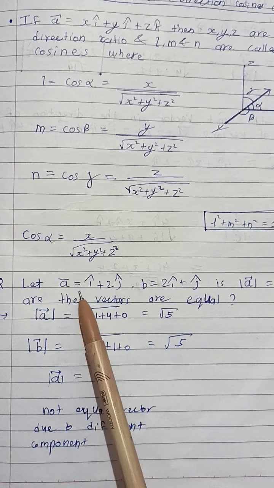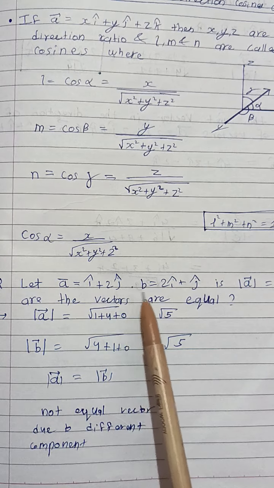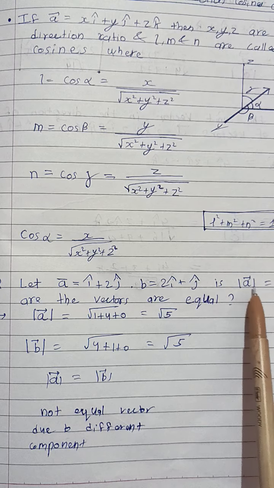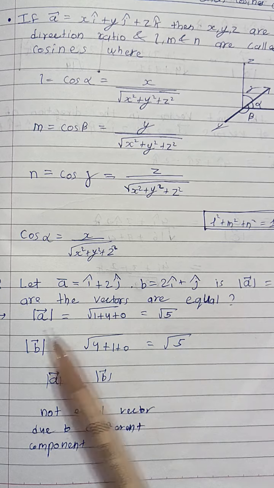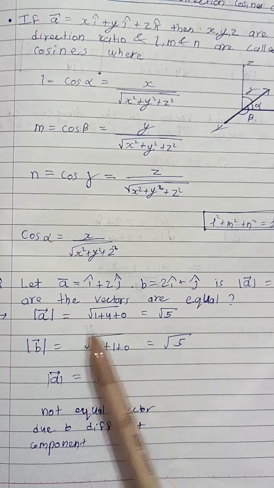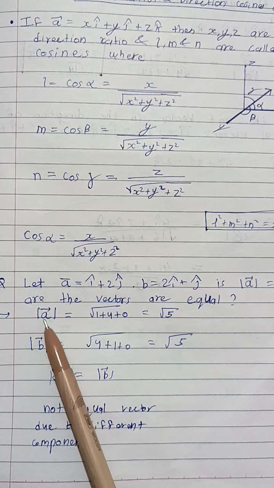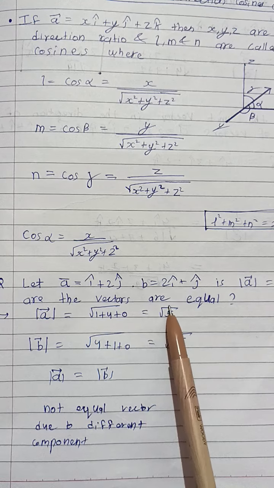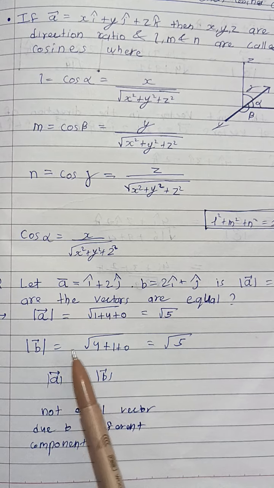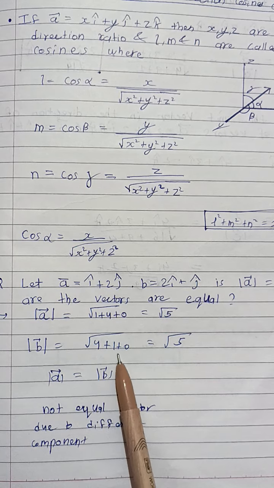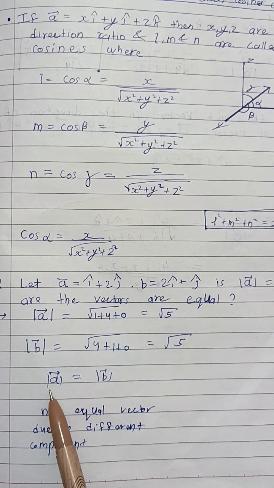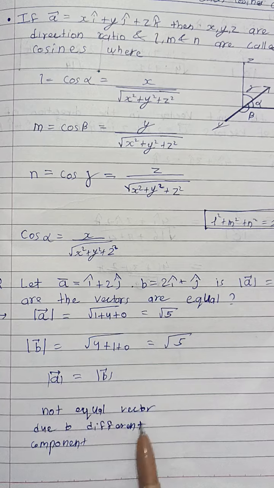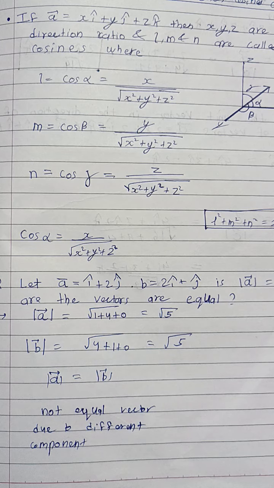Let vector a equals i cap plus 2j cap, b equals 2i cap plus j cap. Is mod a vector equals mod b vector, and are the vectors equal? Mod of vector A equals under root 1 plus 4 plus 0 equals root 5. Mod of vector B equals root 4 plus 1 plus 0 equals root 5. Mod of A vector equals mod of B vector, but they are not equal vectors due to different components.